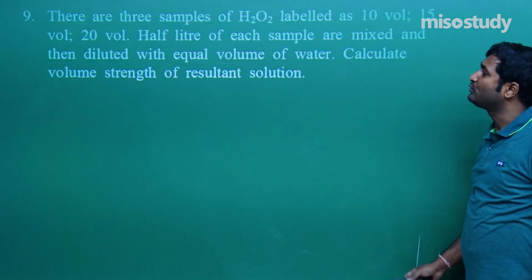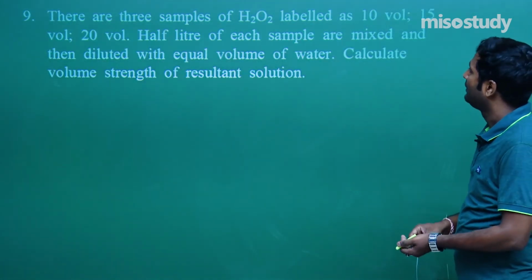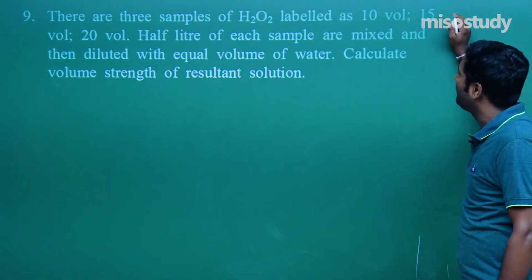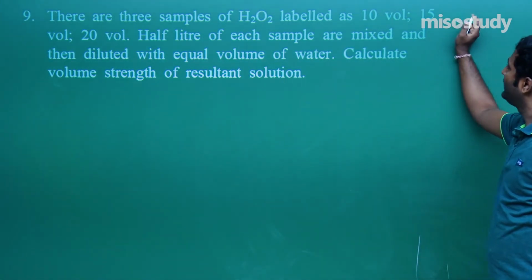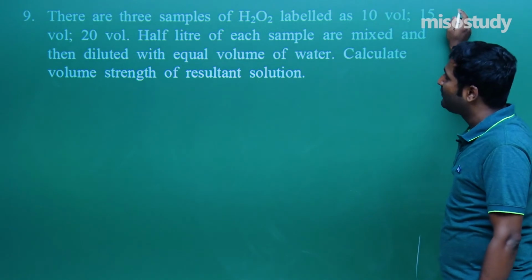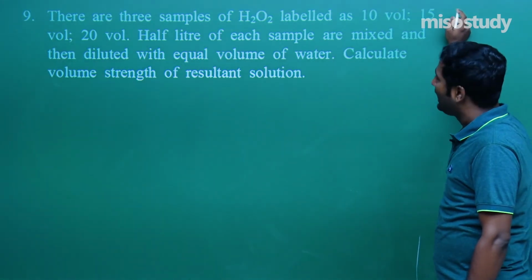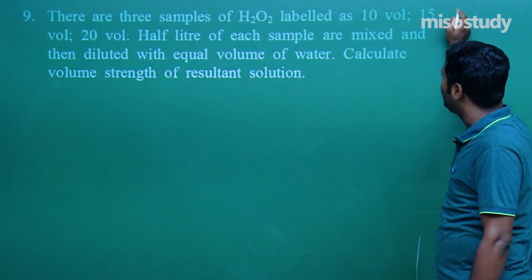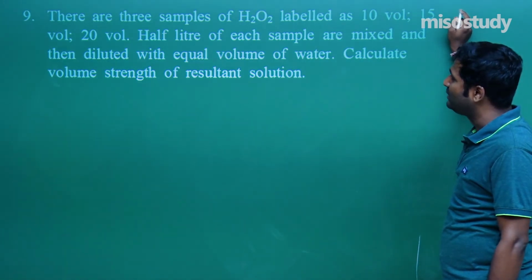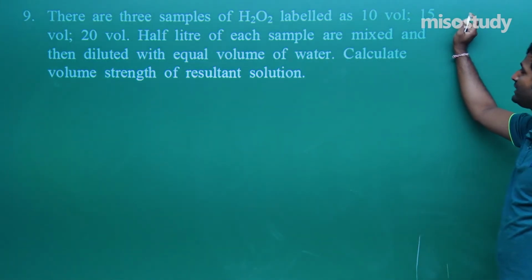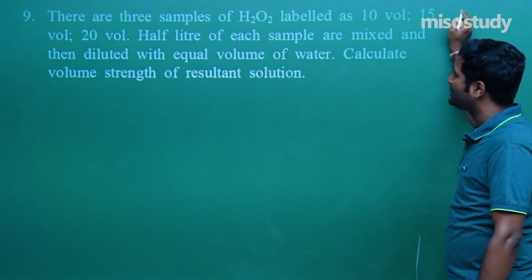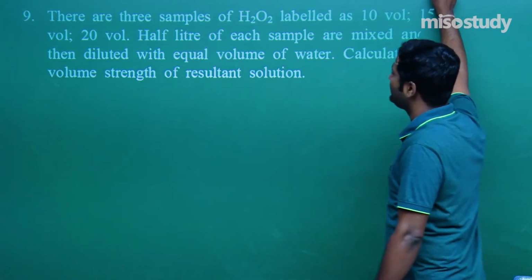Now let's move to question number 9. There are 3 samples of H2O2 labeled as 10 volume, 15 volume and 20 volume. Half of each sample are mixed and then diluted with an equal volume of water. Calculate the volume strength of the resultant solution. This is an integer type question.